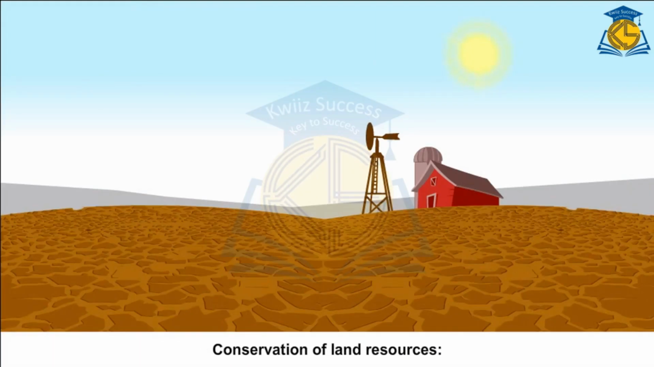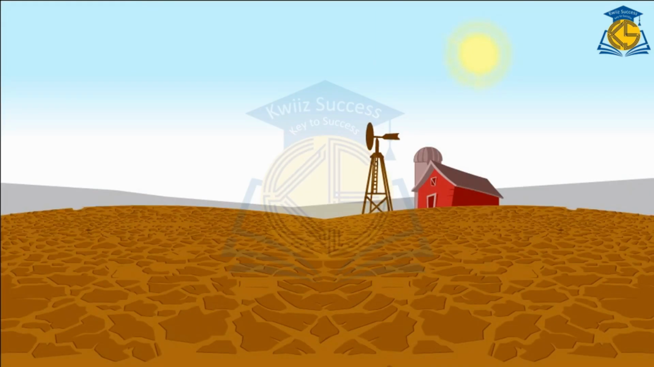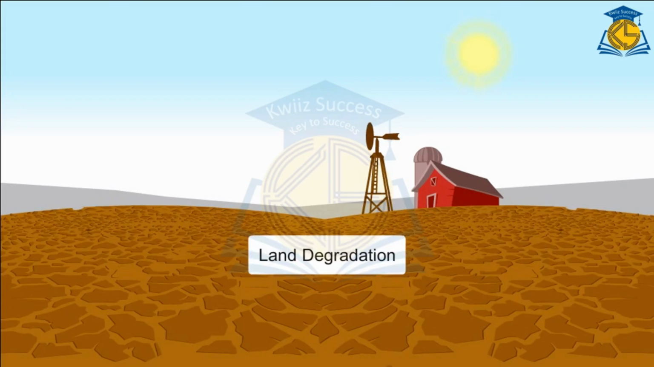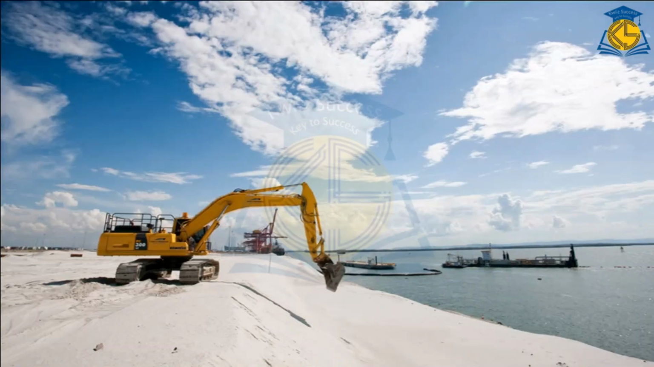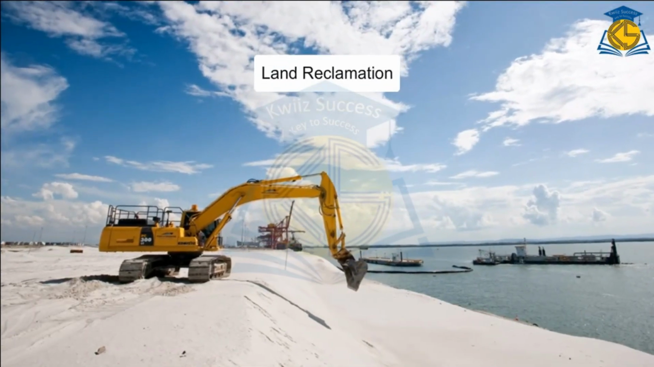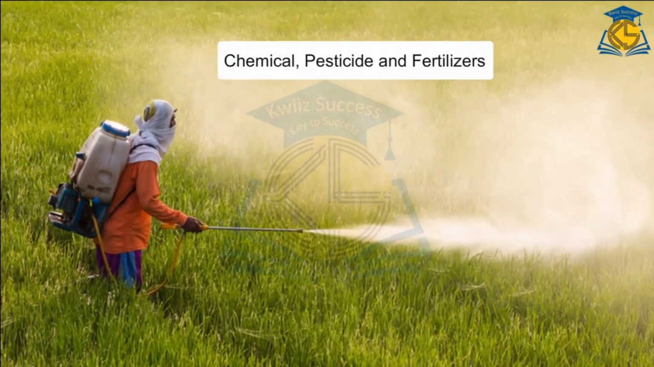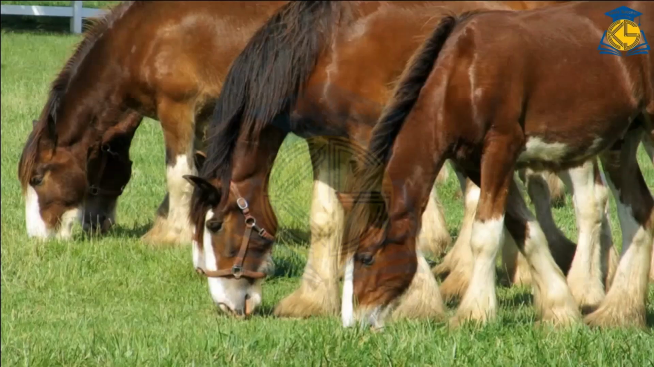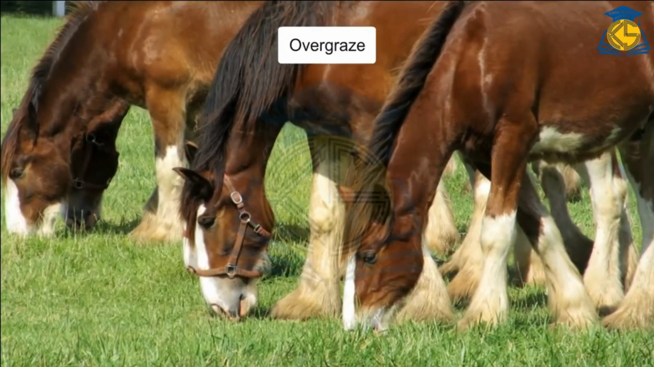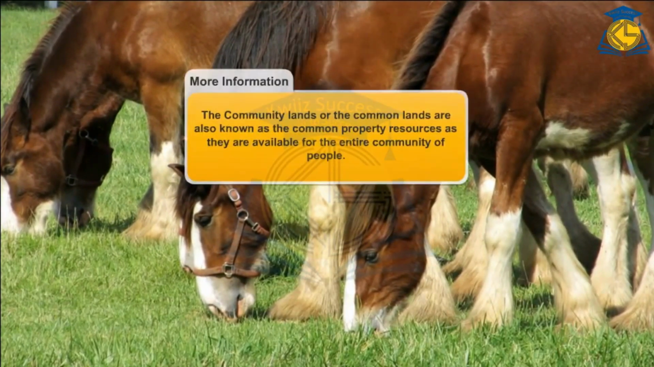Conservation of land resources. Keeping a check on present rate of degradation of land, afforestation, land reclamation, regulated use of chemicals, pesticides and fertilizers, checks on overgrazing of land by animals.